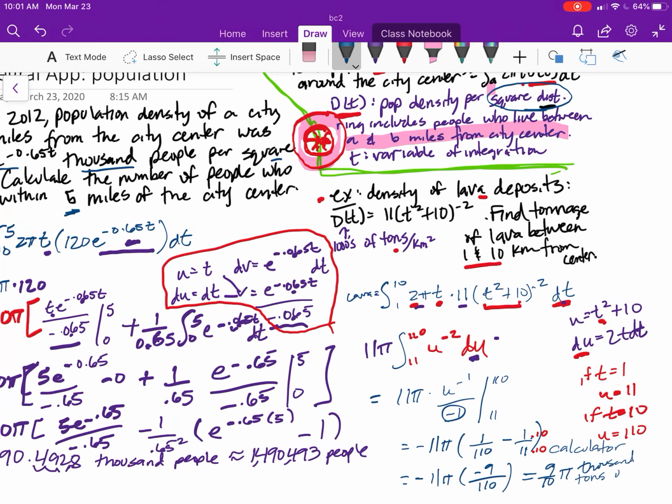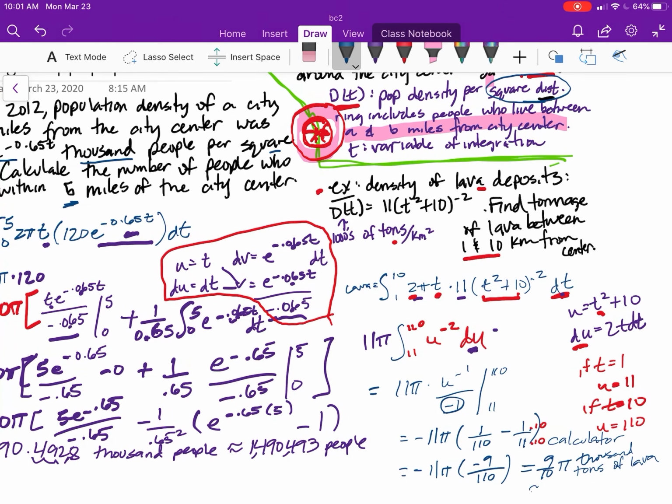of tons of lava between that 1 and 10 kilometer mark, but you know, that would be weird to answer something like that. So plugging in the calculator comes out to 2,827,000 tons.